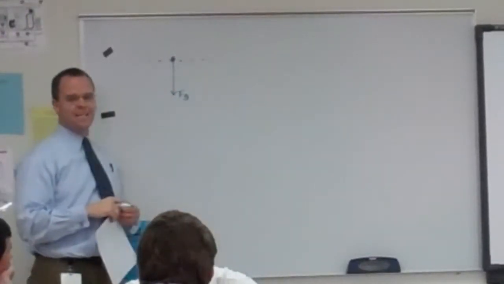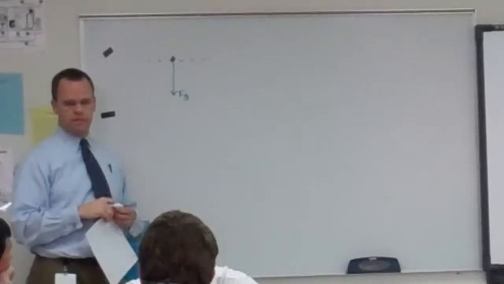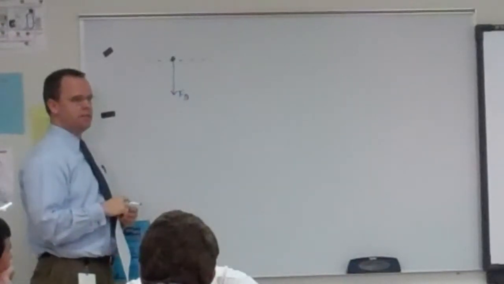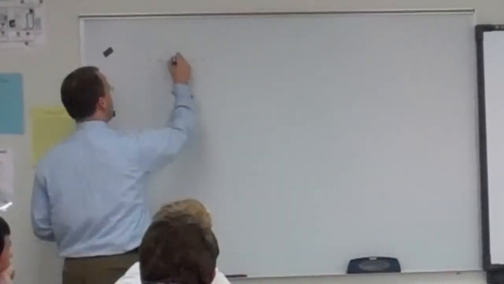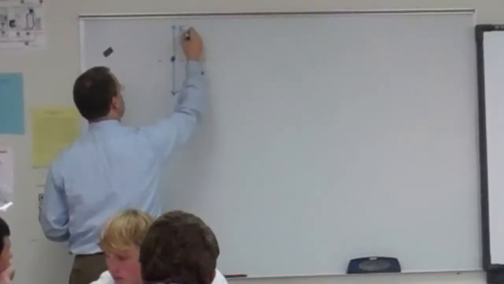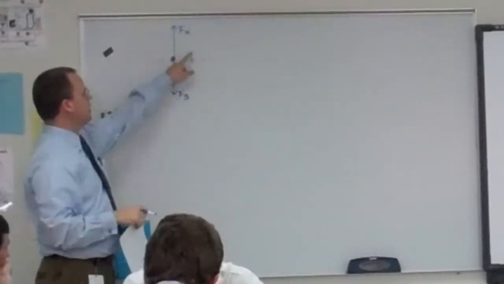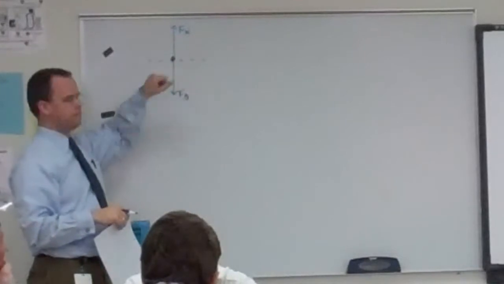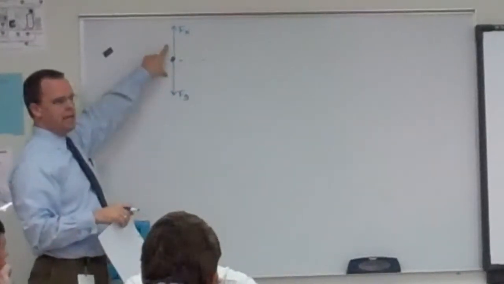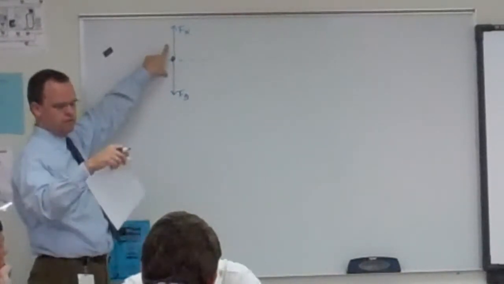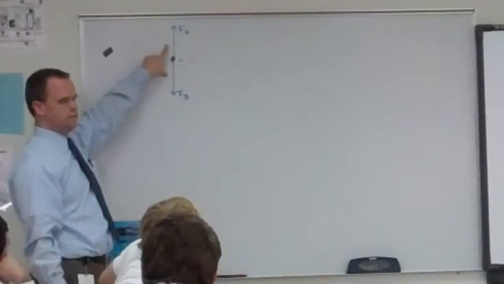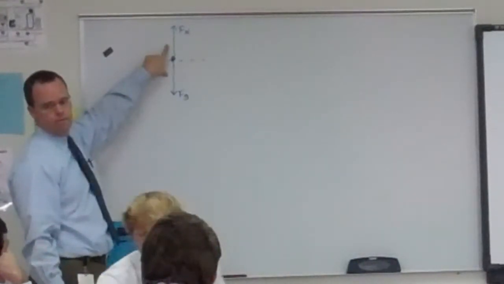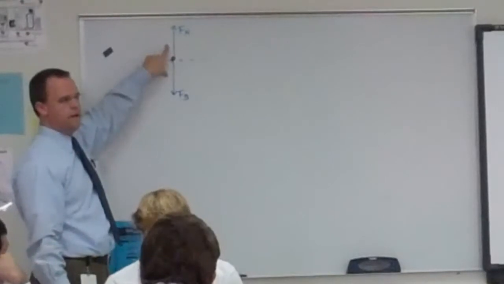Normal force always acts perpendicular to the surface. So which way is the table pushing the book? Perpendicular, 90-degree angle to the surface. These two are equal. Why are they equal? Because they're two different forces acting on the book.